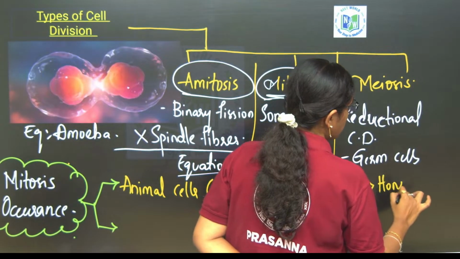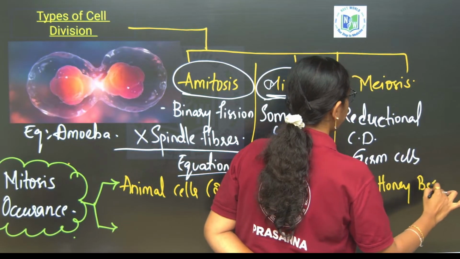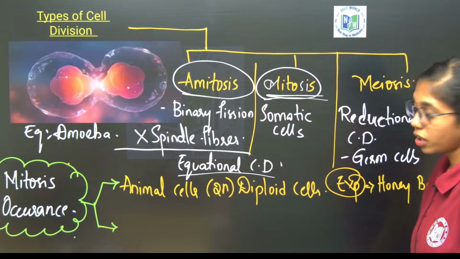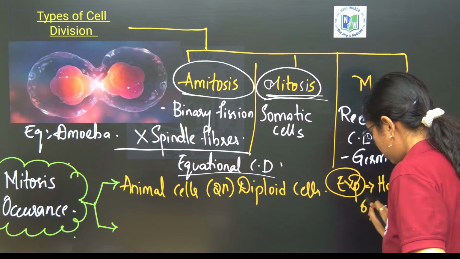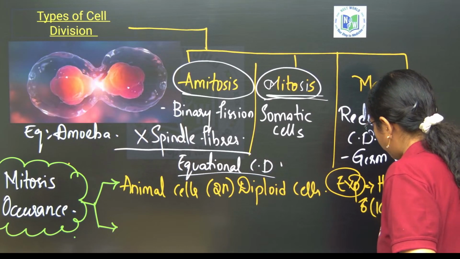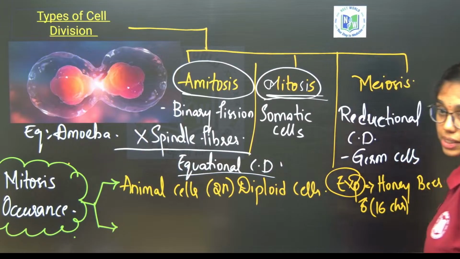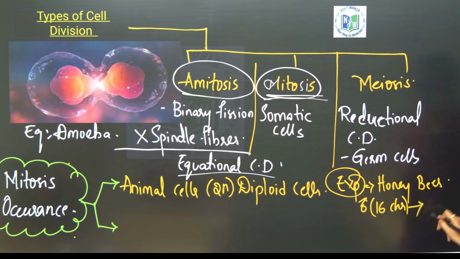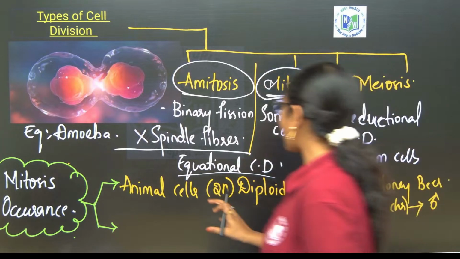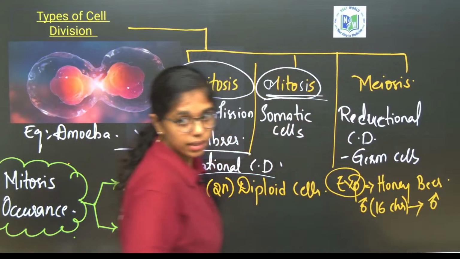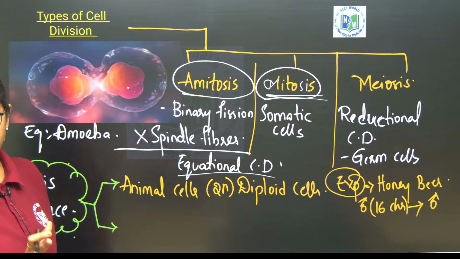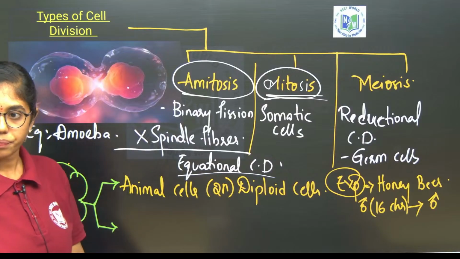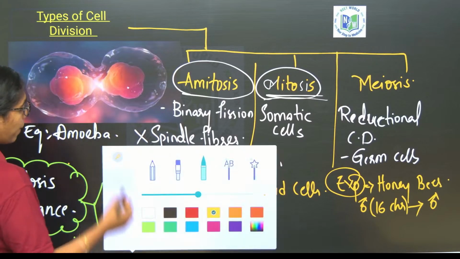In honeybees, male honeybees, the haploid set of chromosome will have how many chromosomes? 16 chromosomes. Male honeybees will have 16 chromosomes haploid set. This will undergo mitosis and they will give again 16 set, half the set of chromosomes. So, as such males will produce males like this through mitotic division. Next is what? In plant cells.